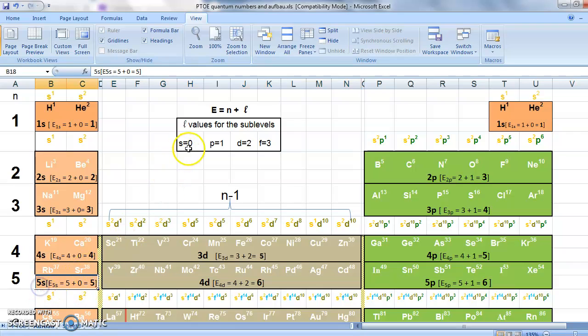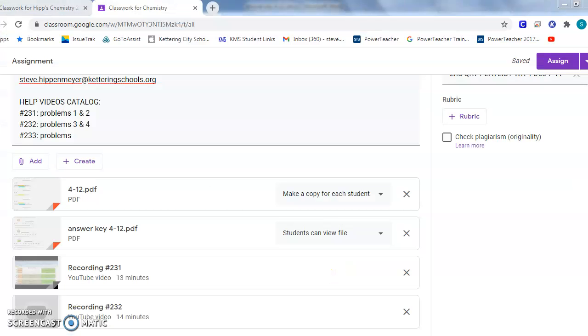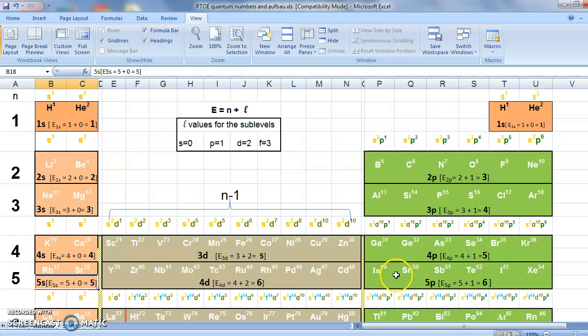When you're in the S, your second number is a 0. 5 plus 0, because there's the 5 in front of the S. Replace the S with the 0. 5 plus S is 5. 4D is higher, so it gets filled after. 4D10. And now we are in the 5P.